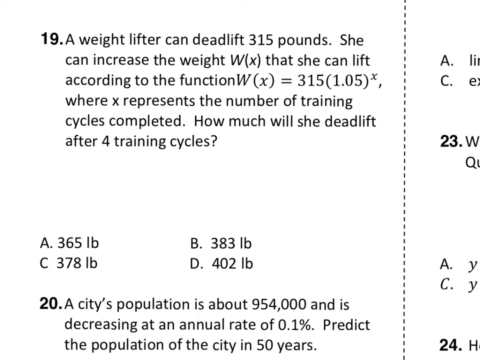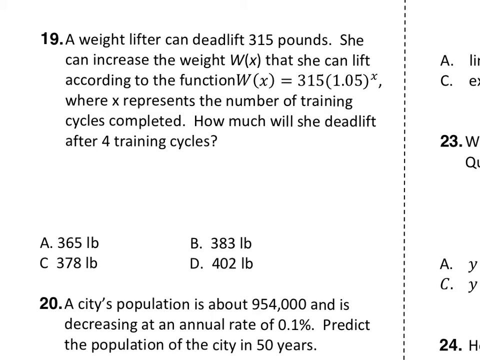Number 19, a weightlifter can deadlift 315 pounds. She can increase the weight, W of x, that she can lift according to the function W of x equals 315 times 1.05 to the power of x, where x represents the number of training cycles completed. How much will she deadlift after 4 training cycles?